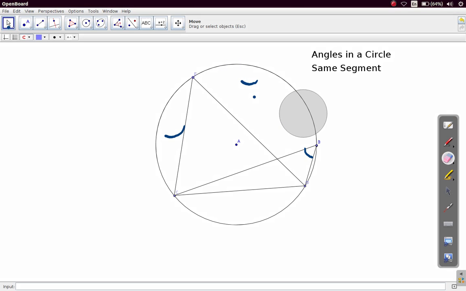So therefore, this angle here and this angle here are always equal. When two angles are formed at the circumference in the same segment and they both lie on the same chord, then those two angles are always equal as long as they're in the same segment. Alright, we'll look at another property in a different video.